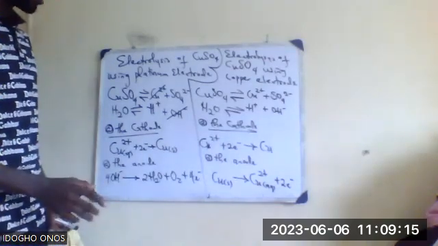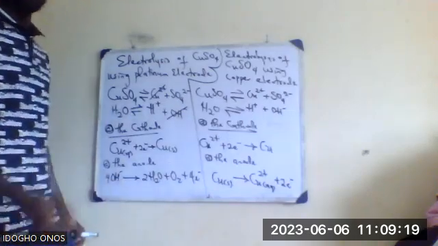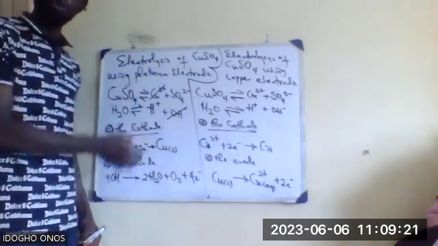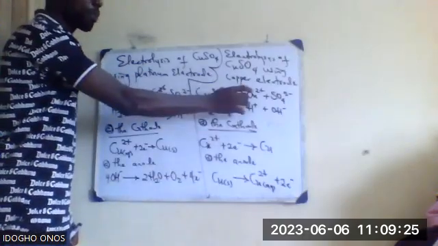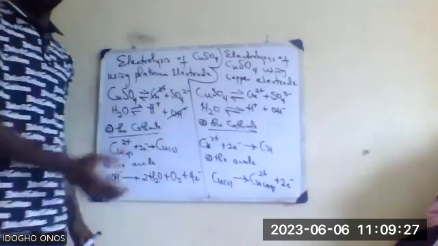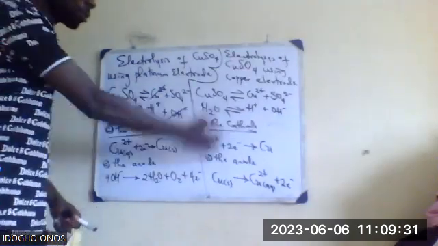At the end of the electrolysis, the initial blue color of the solution still remains, because the copper which was responsible for that blue color is still in the solution. So the concentration remains the same.